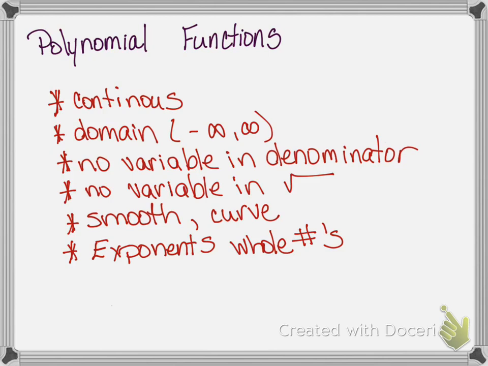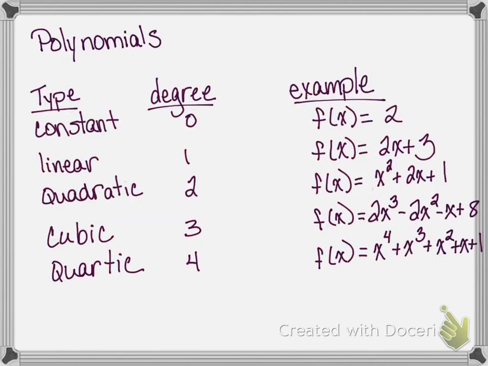Now let's look at some examples of polynomial functions. These are all polynomials. I can have a constant. A constant's a horizontal line. That's a function. It's also a polynomial function. The degree of a constant is 0. I don't have a variable, so the degree of that is 0.